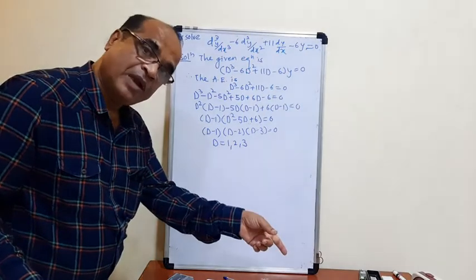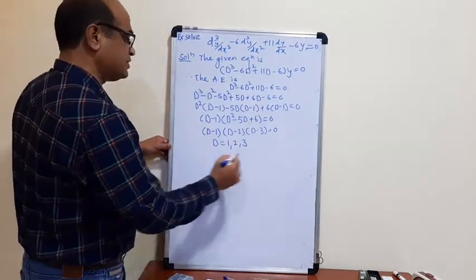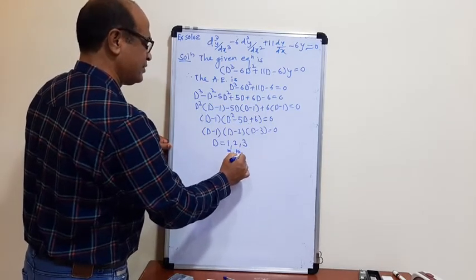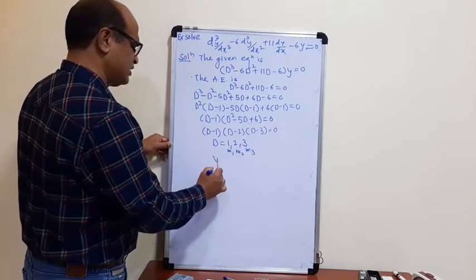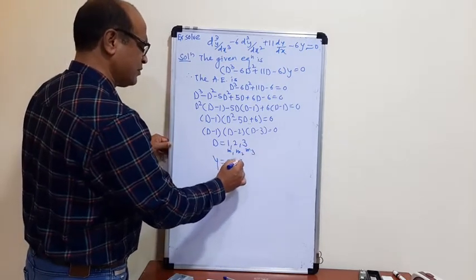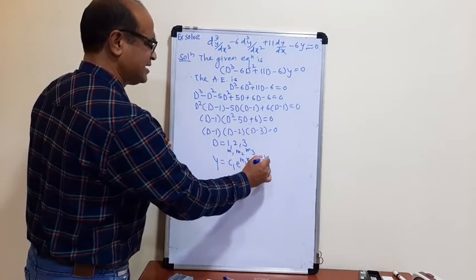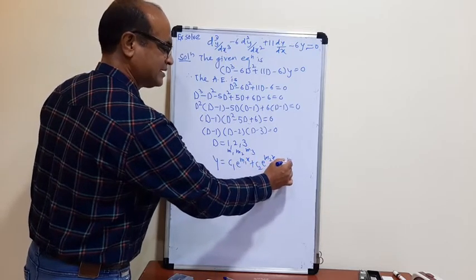By using that formula, what is the solution? So this is m1, m2, m3. If 3 roots are there, then the solution is y is equal to c1 e raised to m1x plus c2 e raised to m2x plus c3 e raised to m3x. We know that solution.